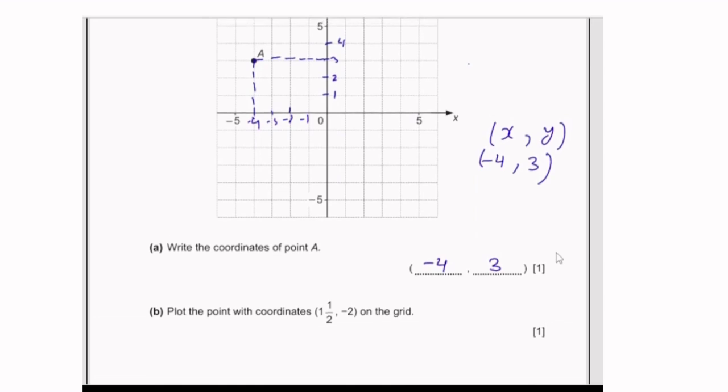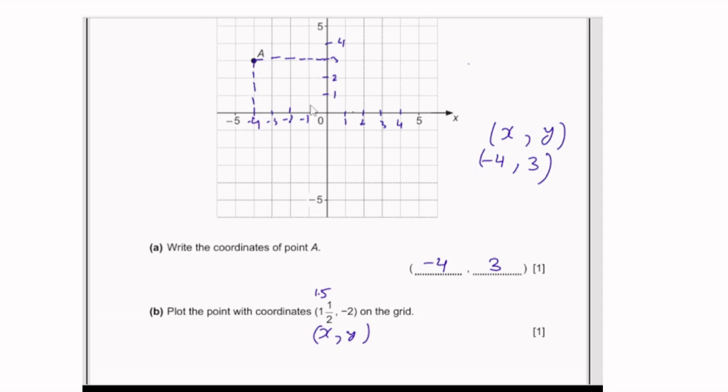Now part B, plot the point with the coordinates 1.5 and negative 2. As I told you, this one is x and this one is y. So x is 1.5. On the right-hand side of 0 we have the positive numbers, right? This is 1, this is 2, and this is 3, and this is 4. So between 1 and 2 we have 1.5, right? 1.5 will come in the middle.